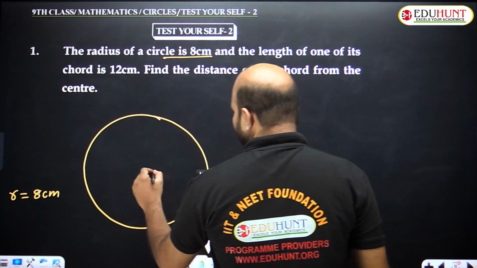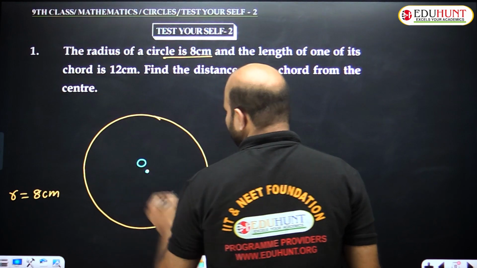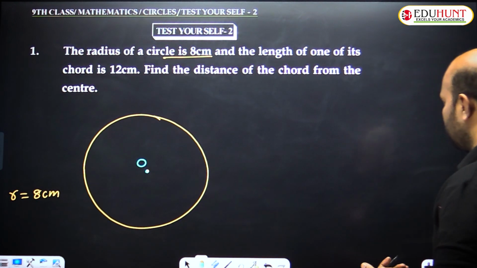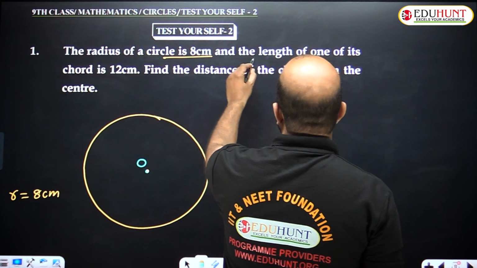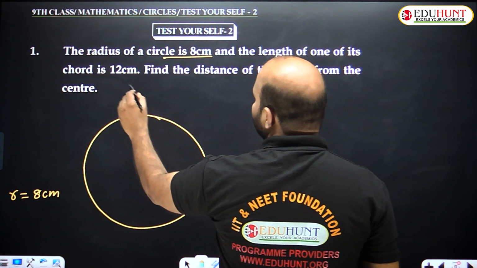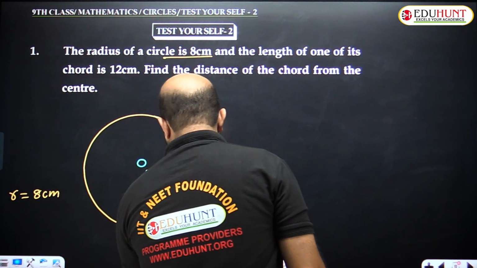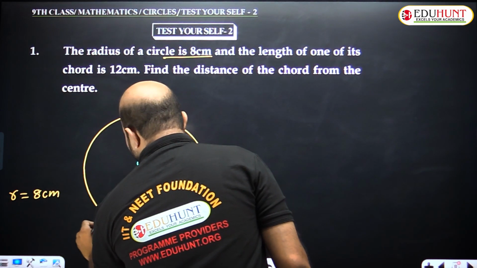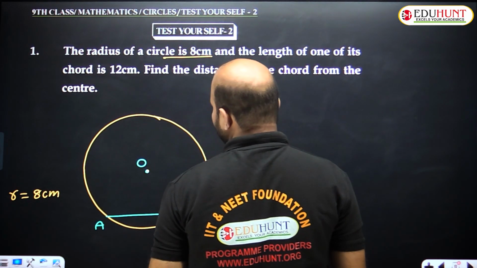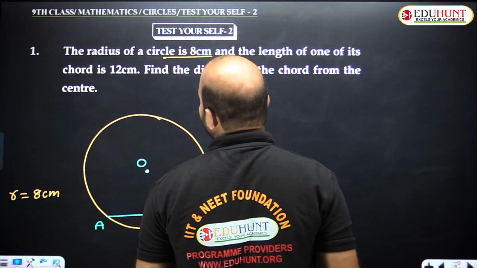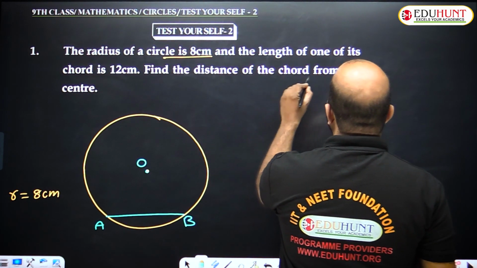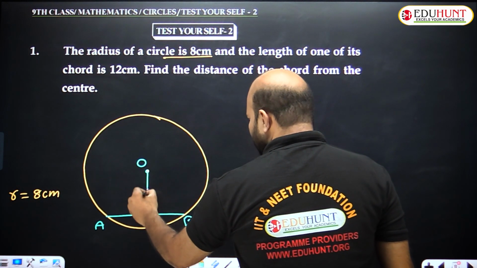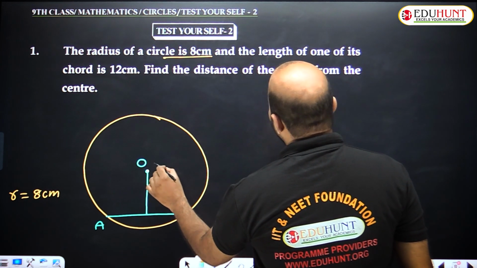So this is a center O, the center of the circle. What I mentioned here: the radius of the circle is 8 centimeters and the length of one of its chords is 12 centimeters. Let us take AB as a chord, length 12 centimeters, AB length 12 centimeters given. So find the distance of the chord from the center. The question is asking for the distance from the center to the chord.